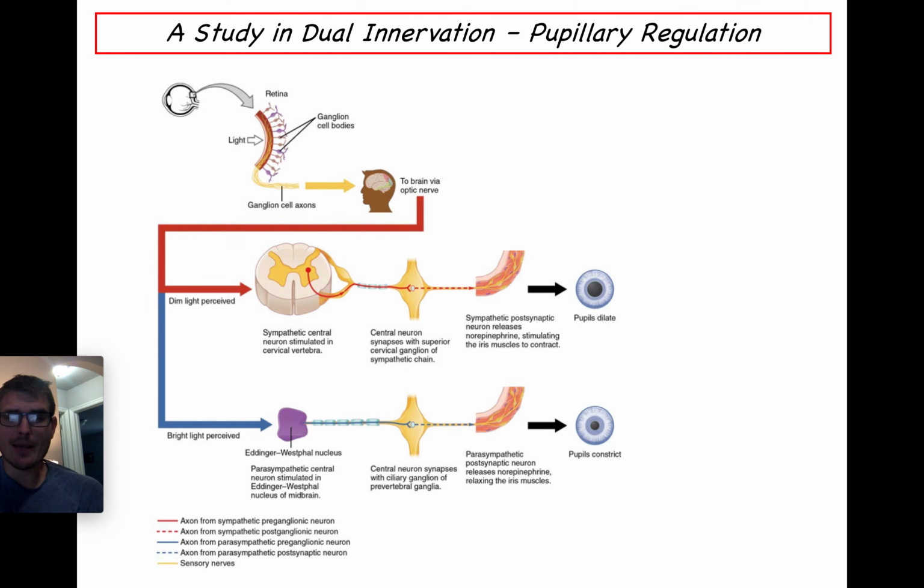Since we're just coming off the heels of sensory physiology, we spent some time talking about the eye. Let's take a quick look at a case study in dual innervation. Specifically, we are talking about how we regulate how much light is permitted to enter into the back of the eye, into the retina. This is another one of those organs, as we said, that is dual innervated. We have sympathetic pathways going to the iris, parasympathetic pathways going to the iris.